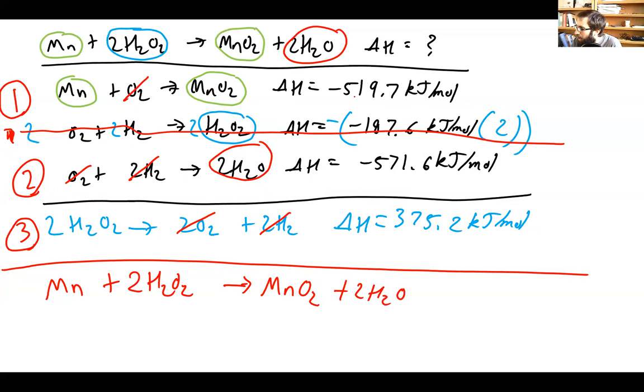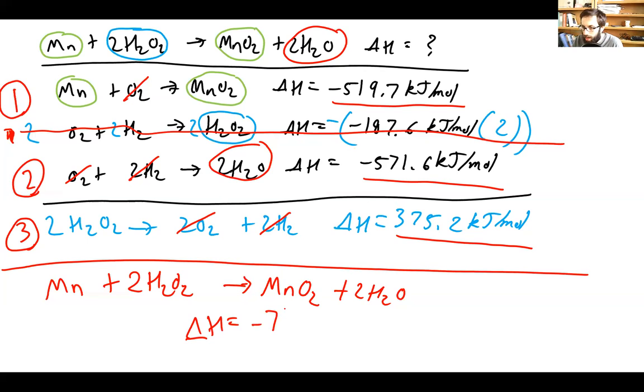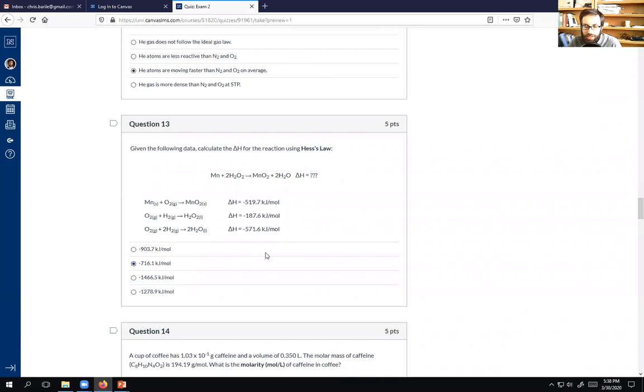So now I just have to add up this number and this number to get my final answer. And that ends up being negative 716.1 kilojoules per mole. So that's my final answer. And so if I go back to our problem, that was one of the answers. Okay, we'll keep on going in the next video.